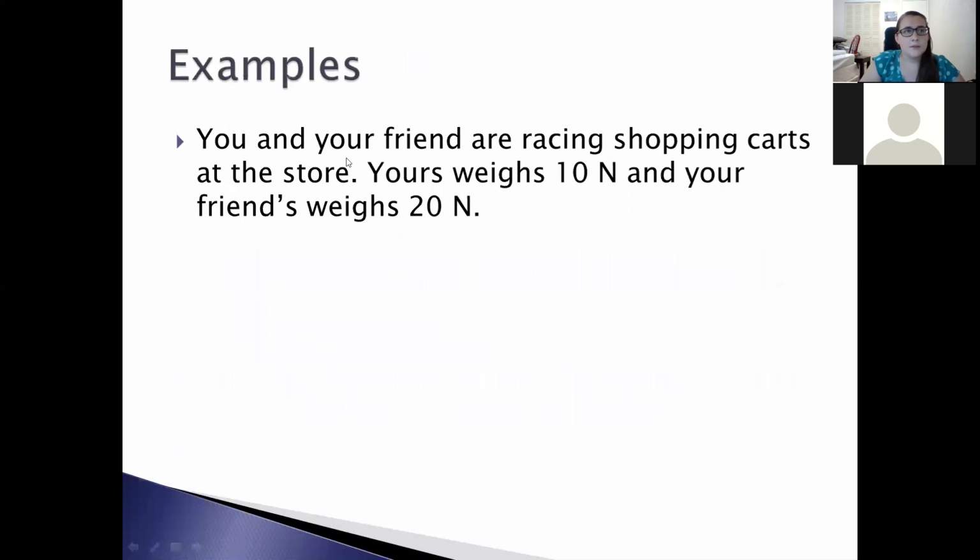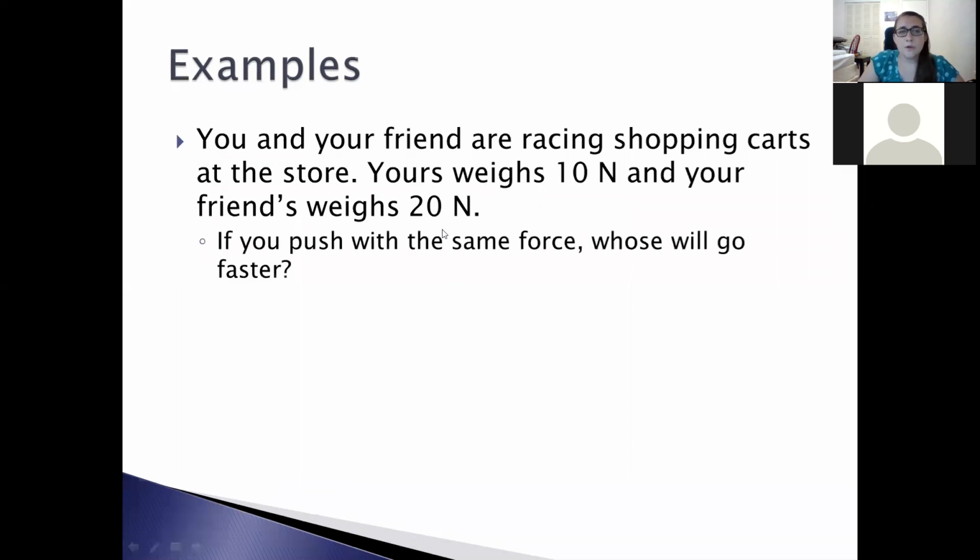Okay, but some examples of Newton's second law. You and your friend are racing shopping carts at the store, because who doesn't do that when they go to Walmart? Yours weighs 10 newtons and your friend's weighs 20 newtons. So if you are both pushing with the same force, whose cart will go faster? Type it in the chat.